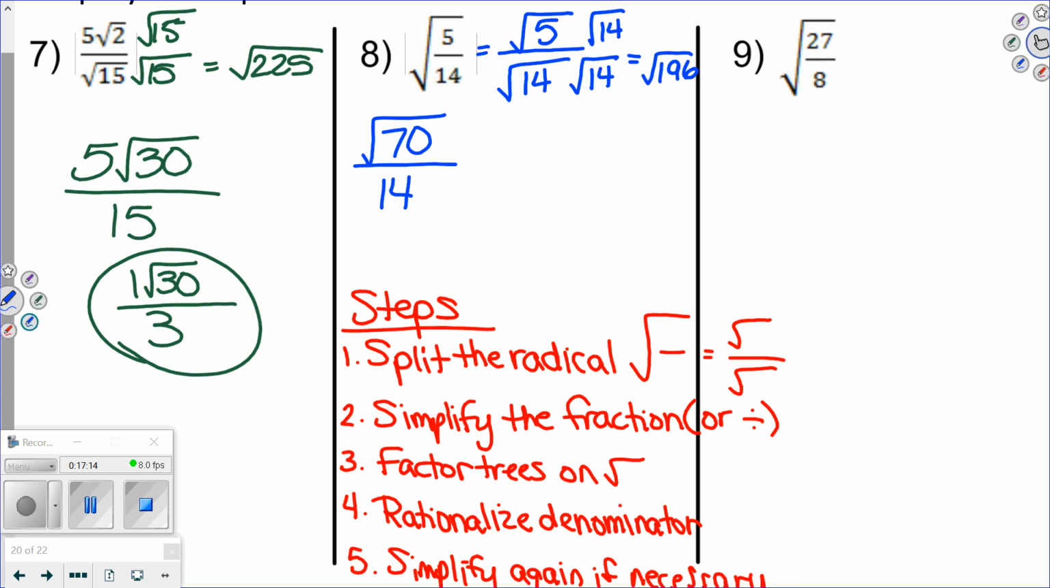All right, so then last step, simplify again if necessary. So can I do a factor tree on 70 and find any pairs? It's going to be 7 and 10, and then that's 2 and 5, so there's no pairs. Can I divide 70 and 14 to simplify? Can they work together? No, one's under radical, one's not. So I am done.